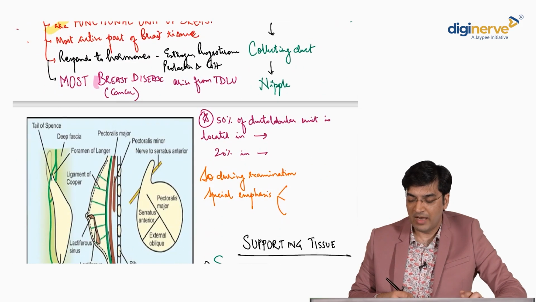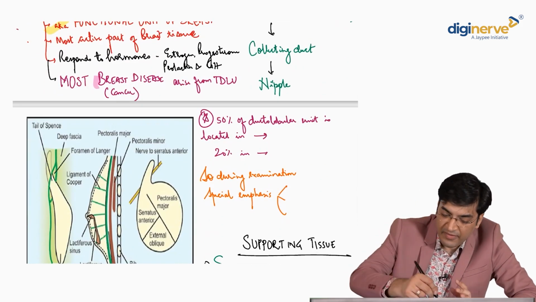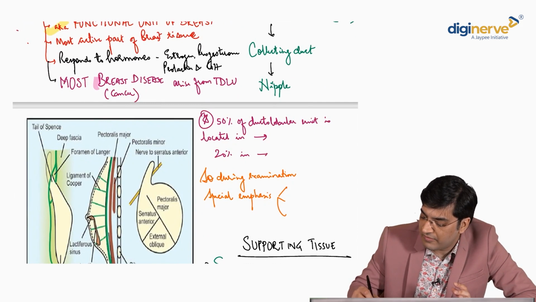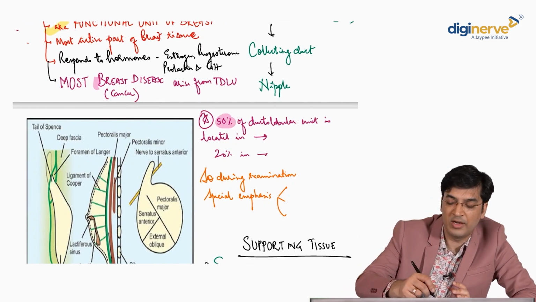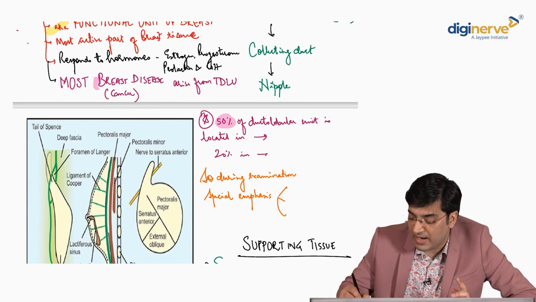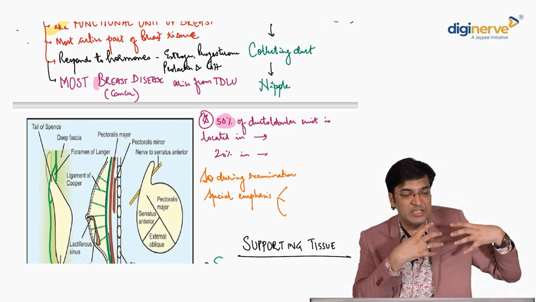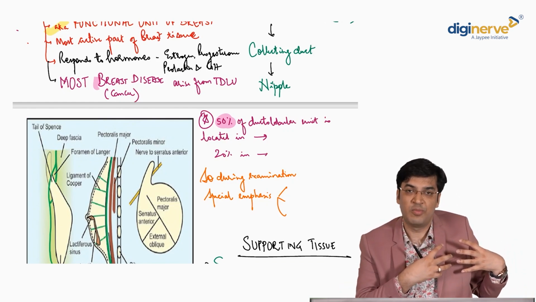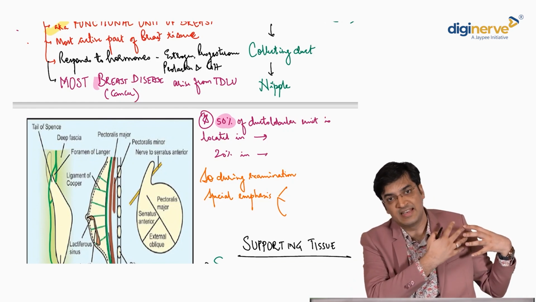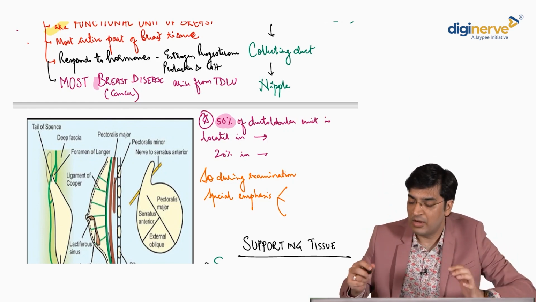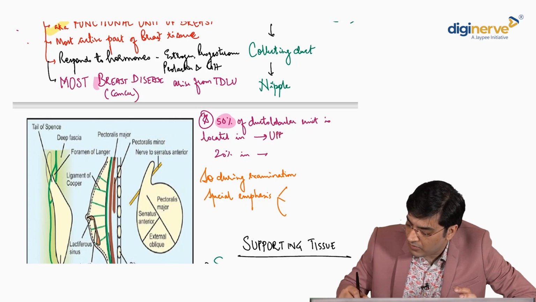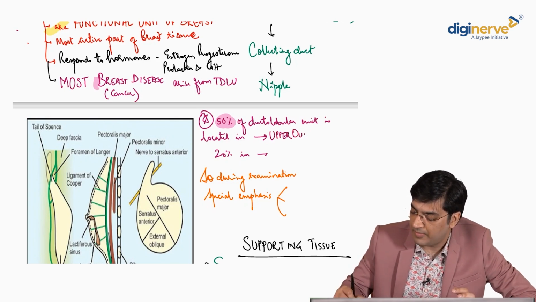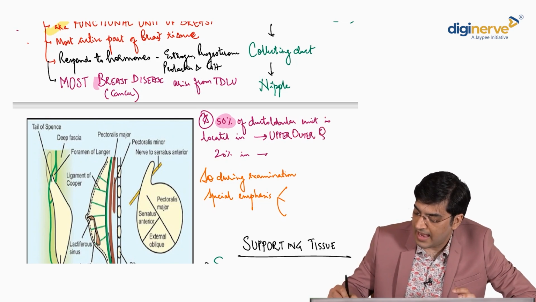Now, moving ahead, one more point that you need to know is that 50% of your ductolobular unit is located in which part? We remember that the majority of the breast tissue, because it was extending right up to the axilla, was located in which quadrant? It was in the upper outer quadrant, and the 20% was in the central region.